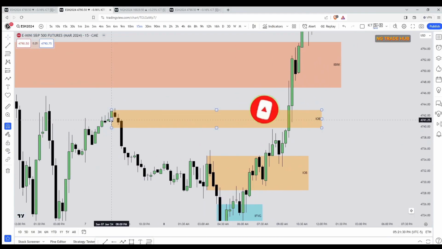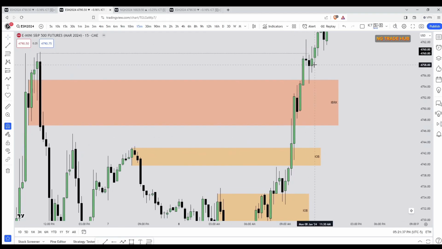Price breaks higher. We do have this last up close candle with the fair value gap. This is a bearish order block. Price breaks above that, wicks into it there, expands higher.